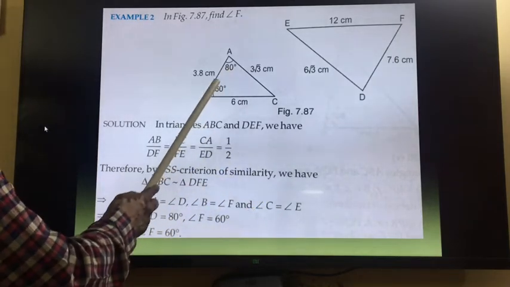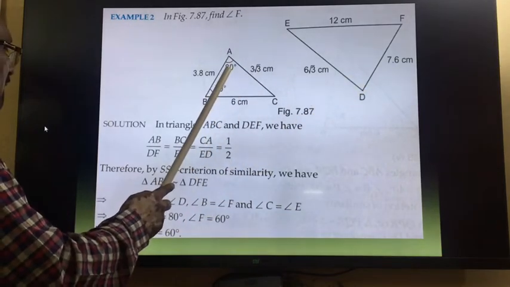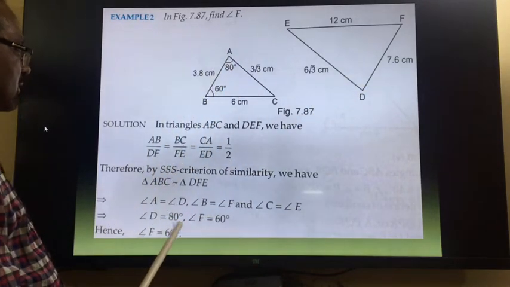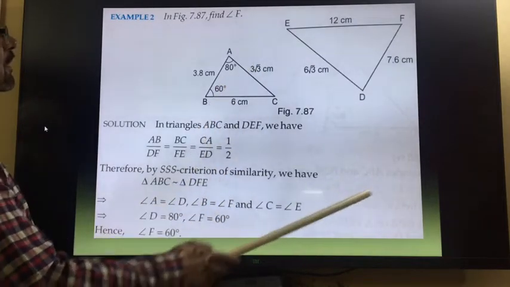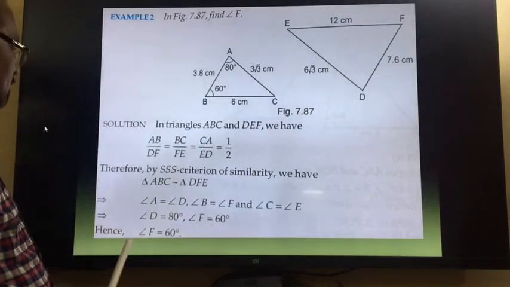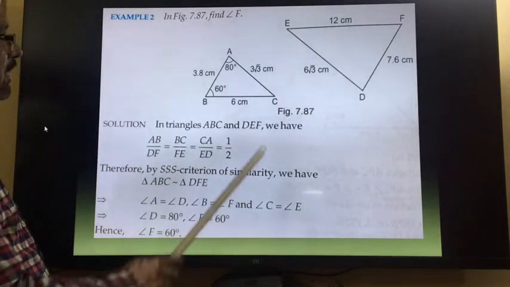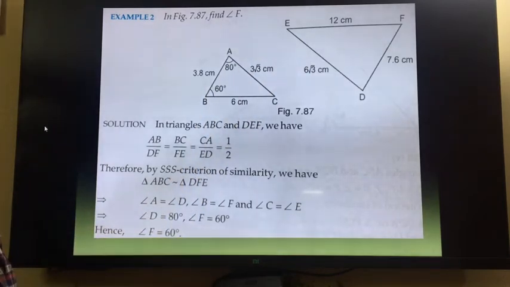Here angle D is equal to angle A, so it will be 80, and angle B is equal to angle F. Angle B is 60, so angle F will be 60. So in this way, after comparing these angles, we will get angle F is equal to 60. So it was a very easy question.